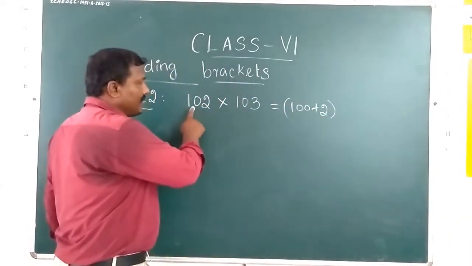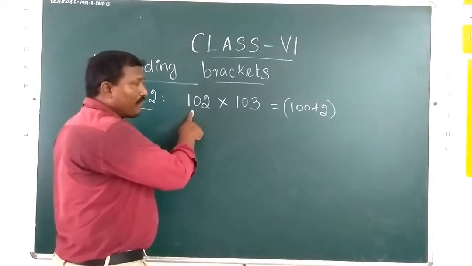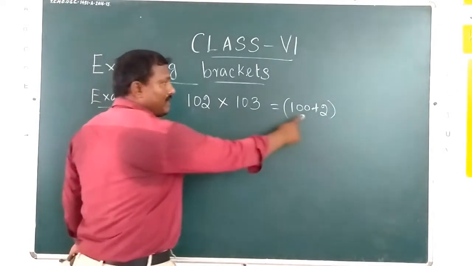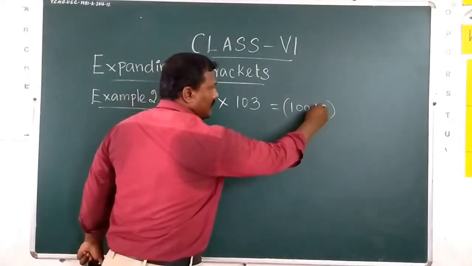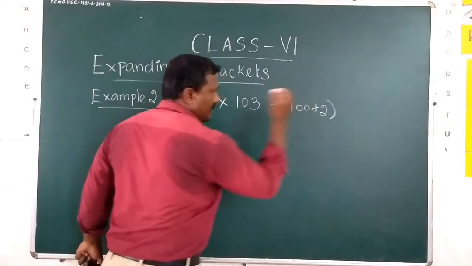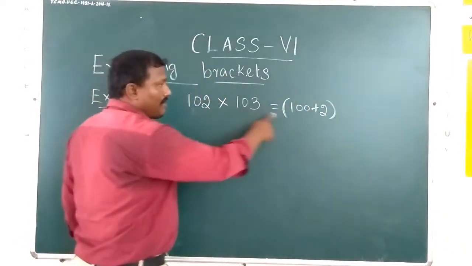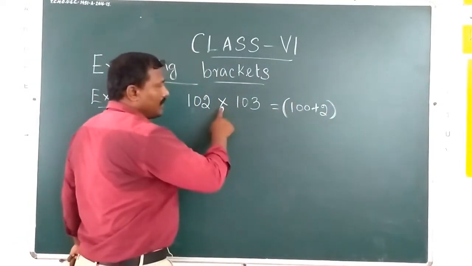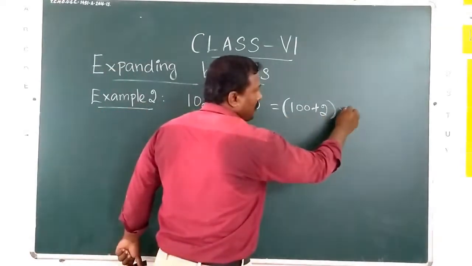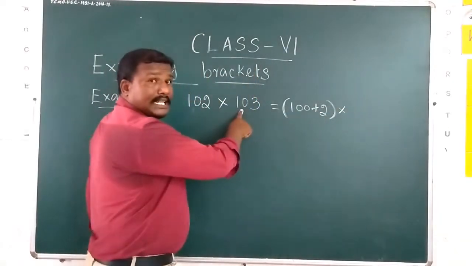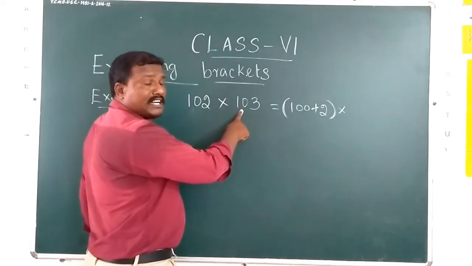So first of all, 102. I take 100 and 2 separately using a bracket, so 100 plus 2 is 102. Then here I multiply, so I put the multiply symbol. Then after that, again I am going to expand 103.